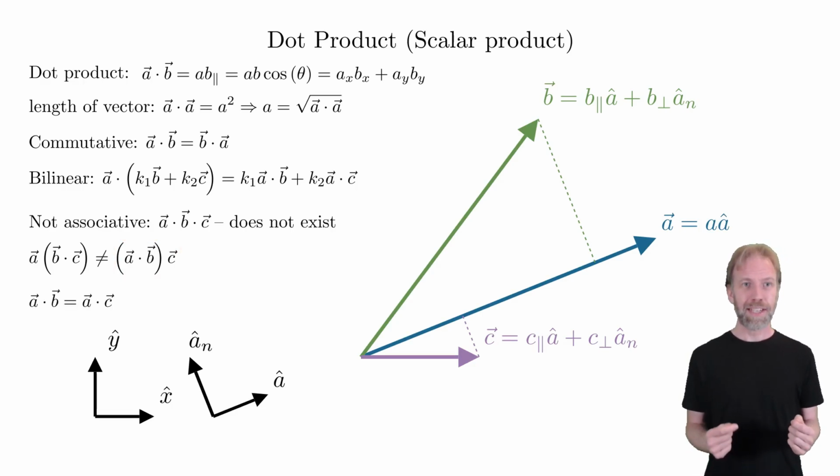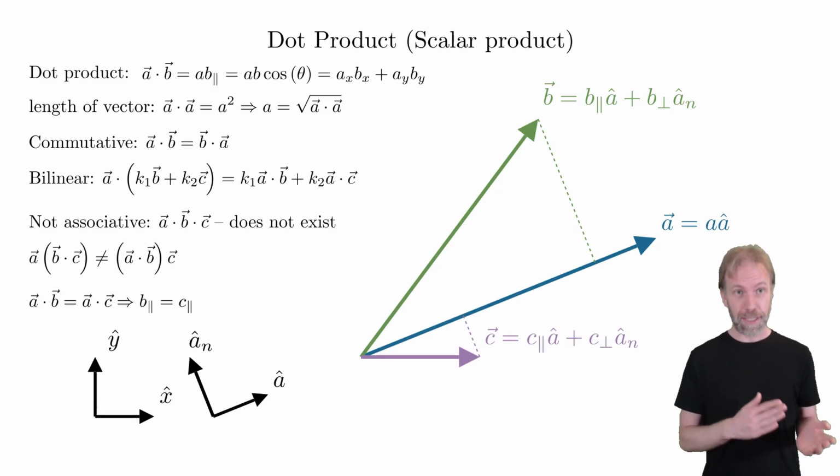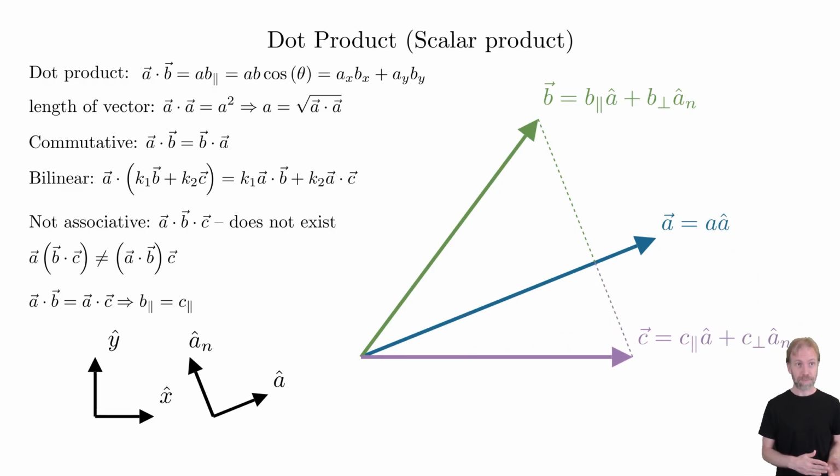Finally, if A dot B equals A dot C, what would we know about B and C? As the dot product is multiplication with the parallel part, we know that B parallel is equal to C parallel. The perpendicular parts can still be different though, as we see in the example.